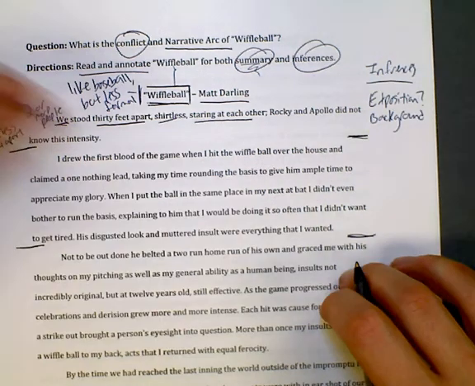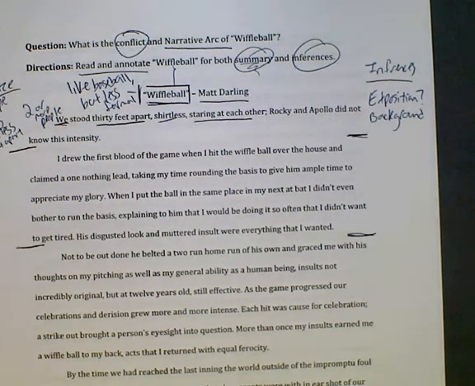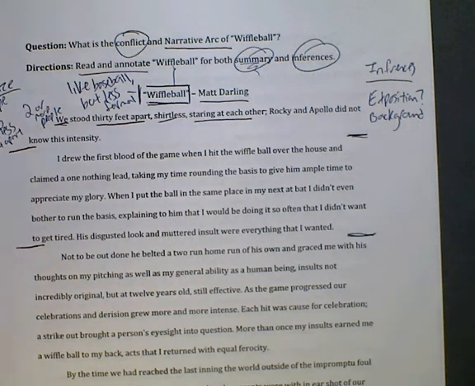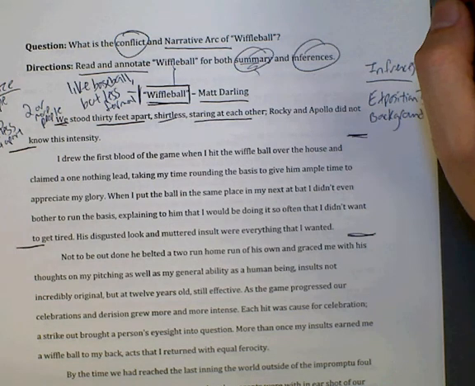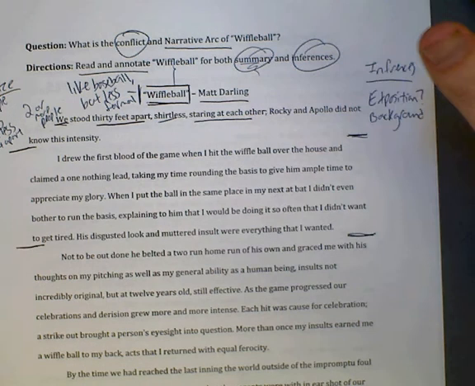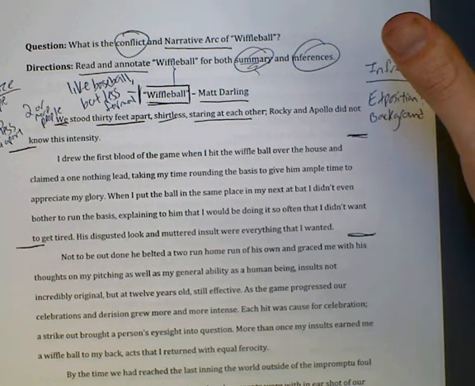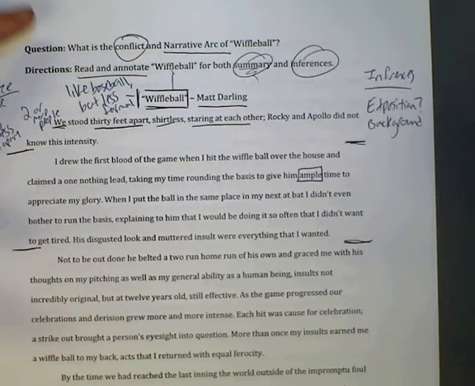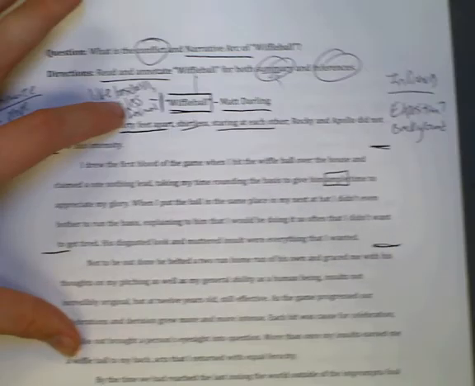Okay. Now I move down to the second paragraph. And the second paragraph's longer, so it's going to take us a little bit more work, but I just go sentence by sentence. I drew the first blood of the game when I hit the wiffle ball over the house and claimed a 1-0 lead, taking my time rounding the bases to give him ample time to appreciate my glory. And even if there are words that I don't know in a sentence, for example, ample, I'm just going to box those off, but I'm just not going to worry about them all that much.